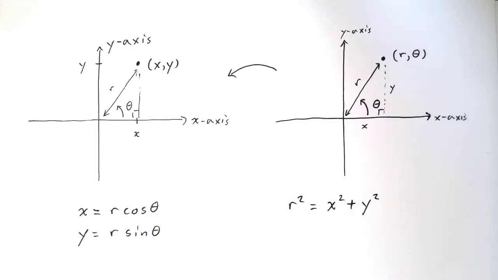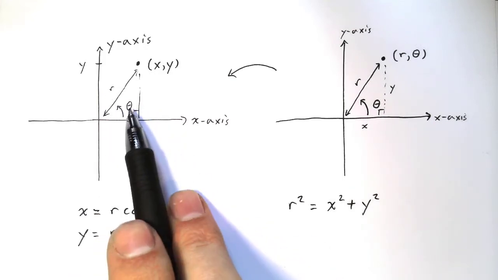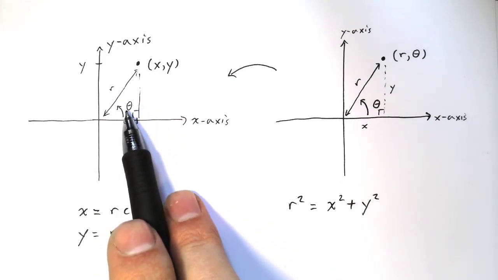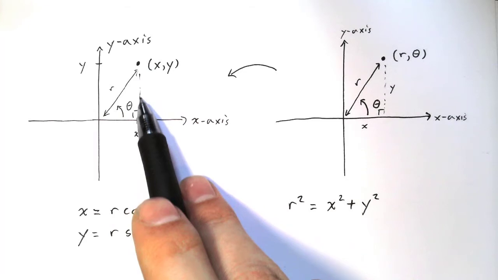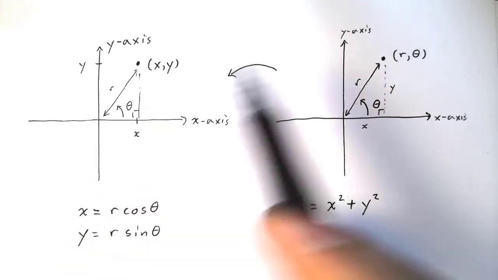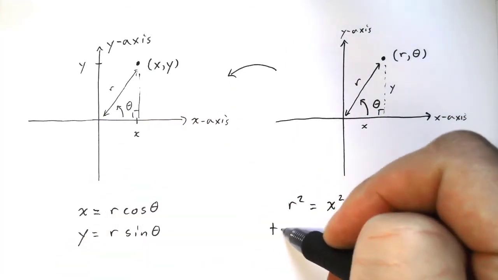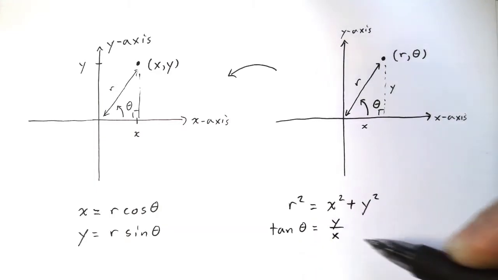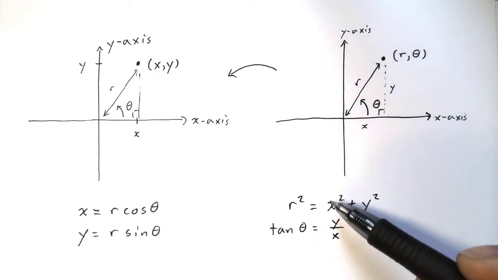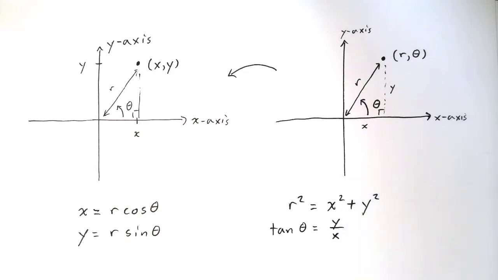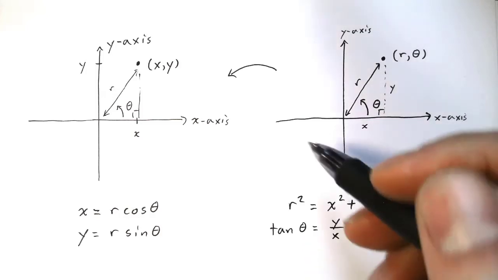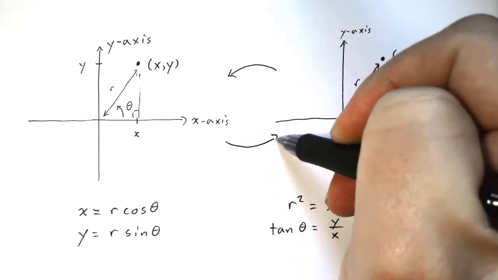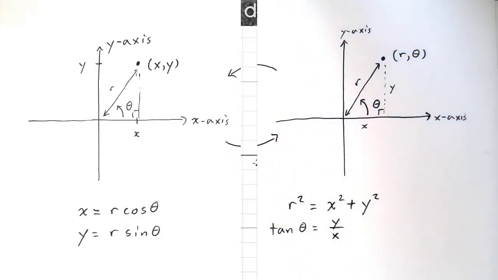I also know from trigonometry that the tangent of this angle is y over x. So I know that tangent of theta is equal to y over x. So this is a set of equations that I can use to determine r and theta. And this is how we convert in this direction, going from Cartesian to polar.